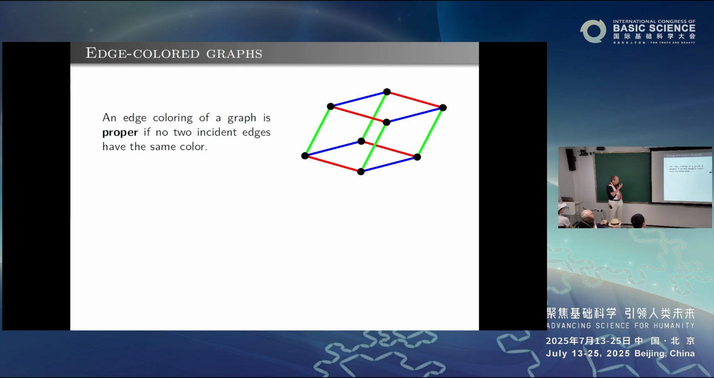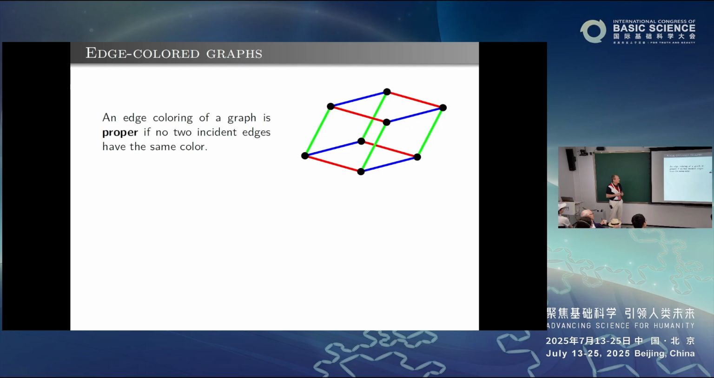So let's start with a basic definition. The edge coloring of a graph is proper if it contains no two edges which are incident and got the same color. Right? So this is a very basic notion in graph theory. So you see the coloring there, right? The edges which share a vertex should get distinct colors.